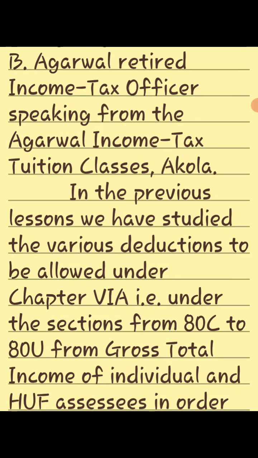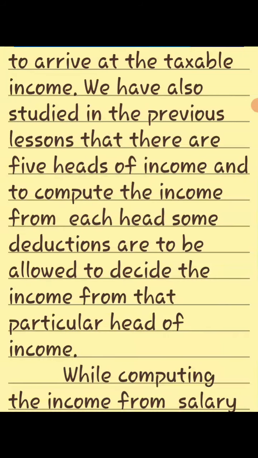In the previous lessons, we have studied the various deductions to be allowed under Chapter 6C, that is under sections 80C to 80U, from gross total income of individual and HUF assessees in order to arrive at the taxable income. We have also studied that there are 5 heads of income, and to compute the income from each head, some deductions are to be allowed to decide the income from that particular head of income.